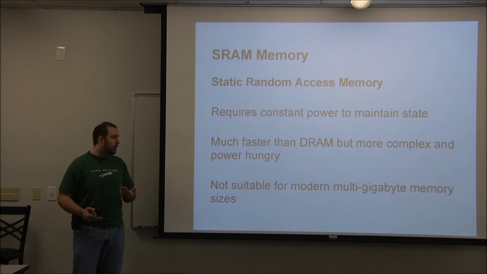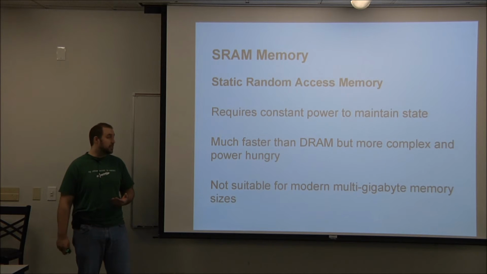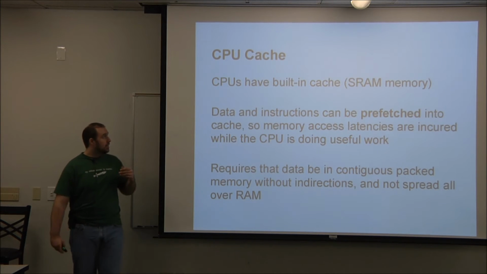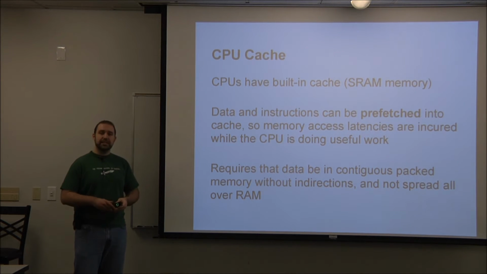So it's more power hungry, and it's also slightly more complicated to build, so you can't fit as much of it in a single area. So you can't get a 4 gigabyte SRAM stick. You can get maybe 6 or 8 megabytes, which is what you see in a CPU cache, and stick within power envelopes. So yeah, you only see this in the CPU cache, nowhere else, but it's much faster than DRAM, which is important. So the CPU cache can be used to prefetch data.